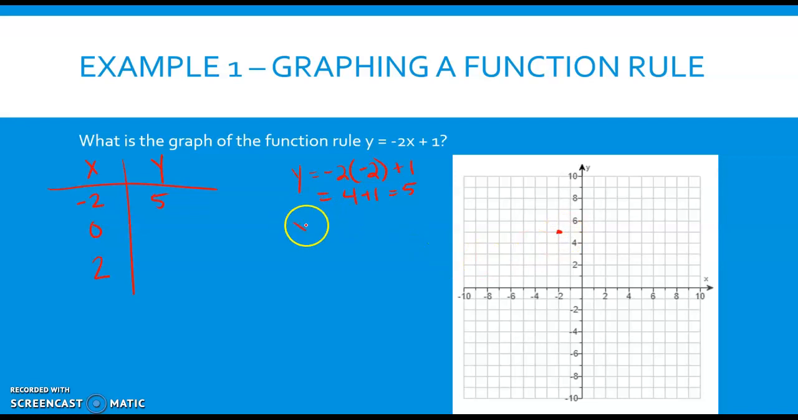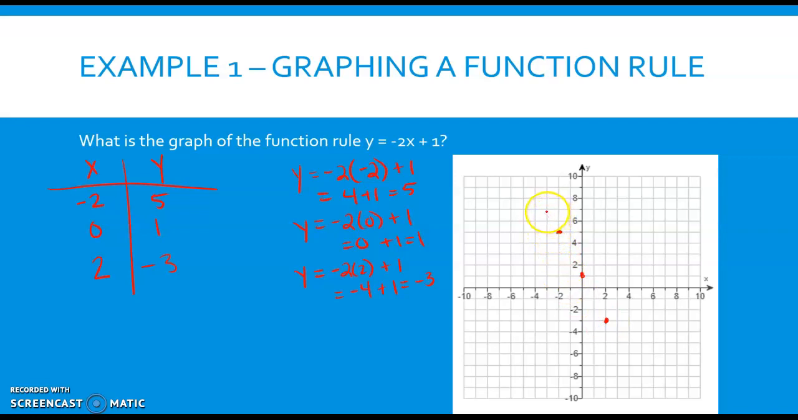All right, and then I plug in 0. Y equals -2 times 0 plus 1. -2 times 0 is 0. Plus 1 is 1. And so 0, 1 is my next point, right there. And then I plug into Y equals -2 times 2 plus 1. -2 times 2 is -4 plus 1 is -3. So my point for this one is 2, -3. So I'm going to go to 2 and then down 1, 2, 3. All right, so that's where all my points are.